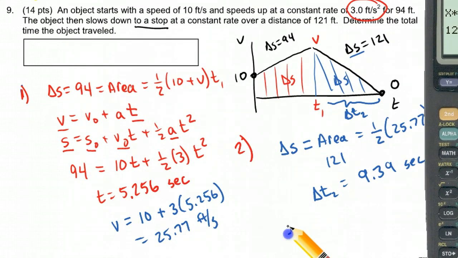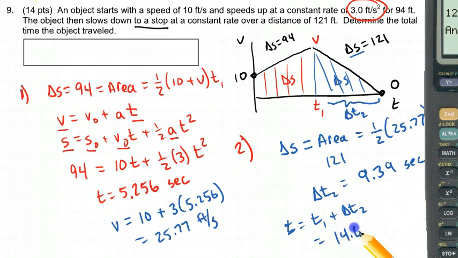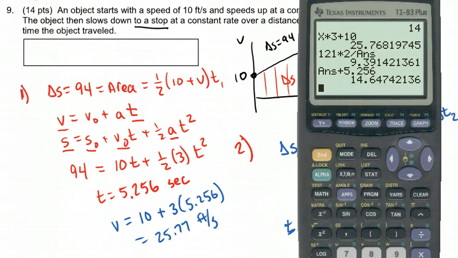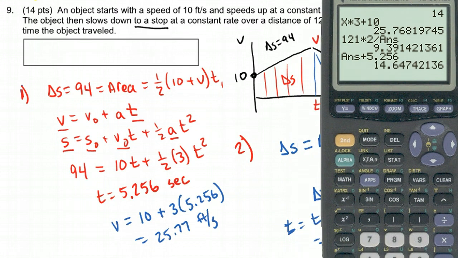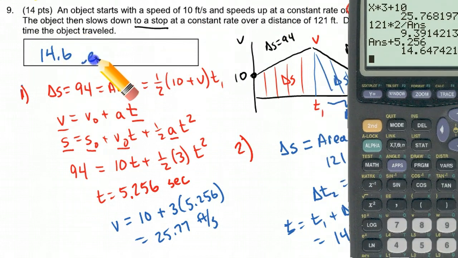Okay, so the total time equals our T1 plus delta T2, and that's going to be the 9.39 plus our 5.256, 14.647, so we can round that to 14.6, and that is seconds.